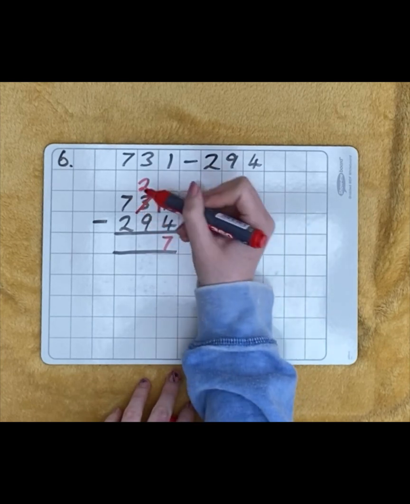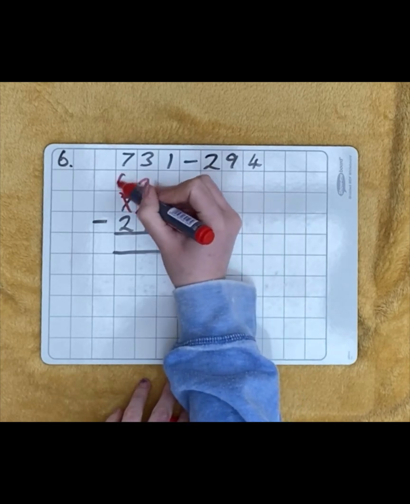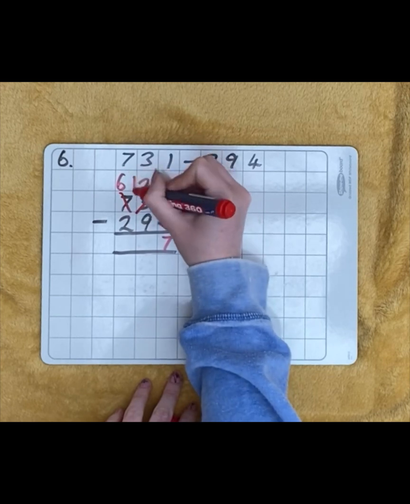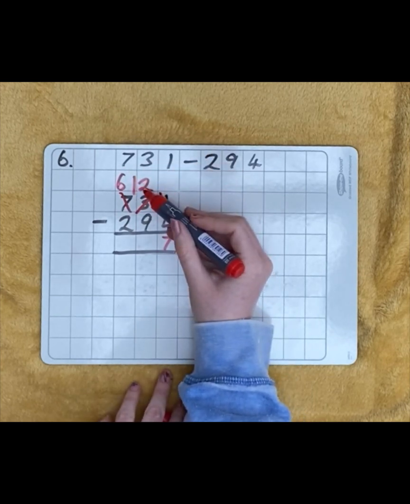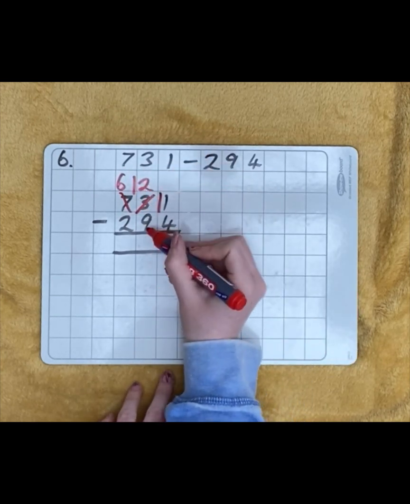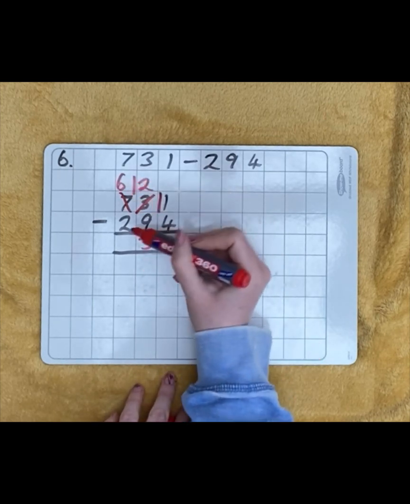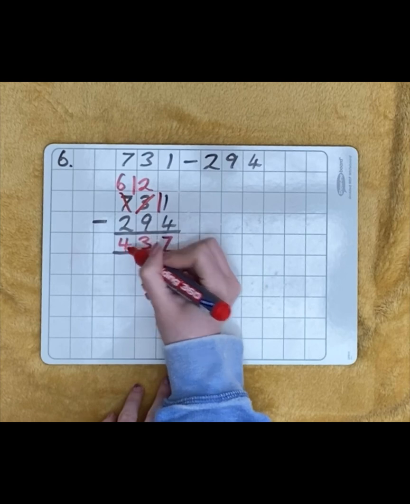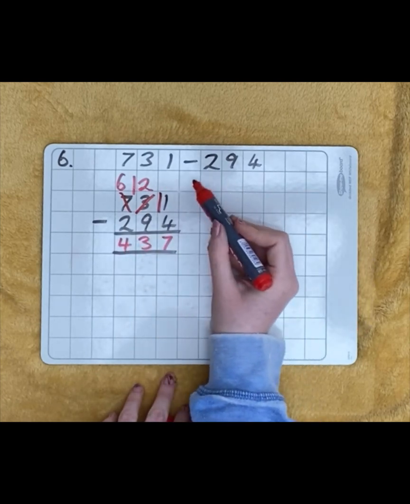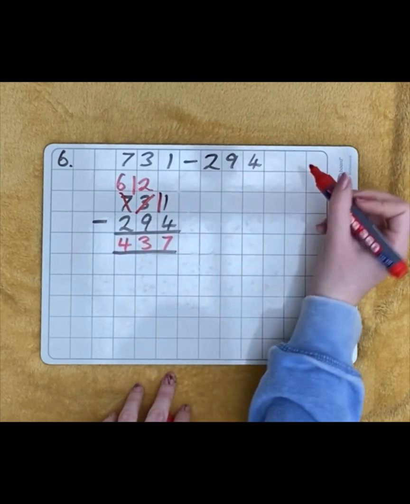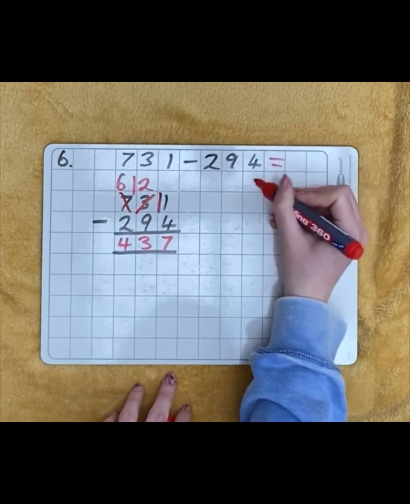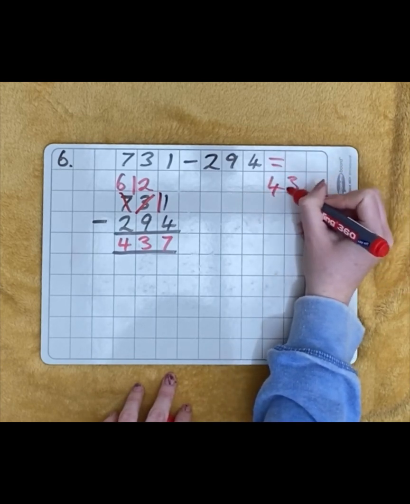So we're going to need to regroup some hundreds. So we'll keep 6 hundreds in the hundreds, put 1 in the tens. So now we have 12. So now we have 12 take away 9, which equals 3. Then we have 6 hundreds take away 2 hundreds equals 4 hundreds. So 731 take away 294 equals 437.